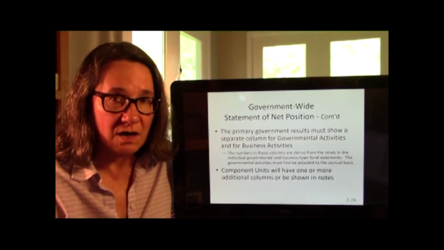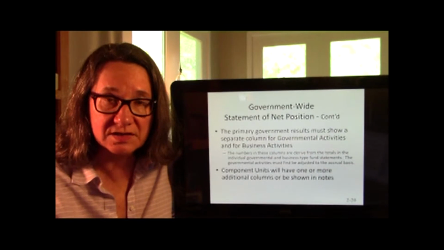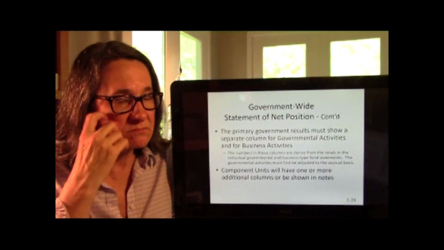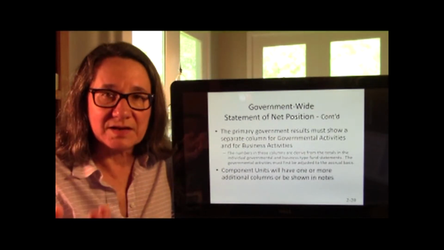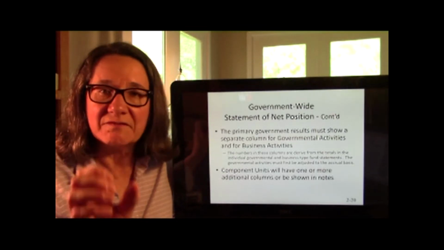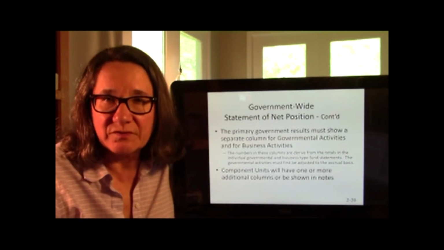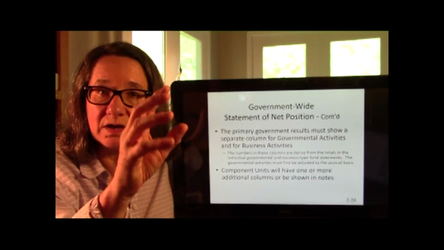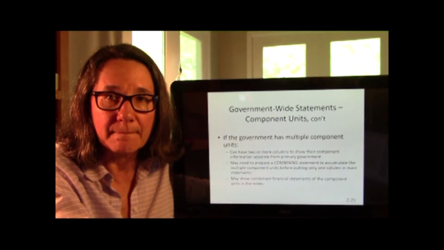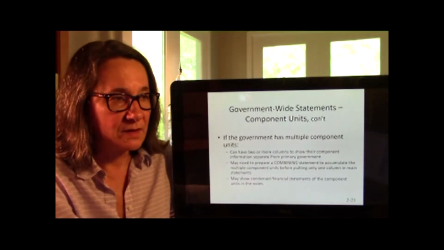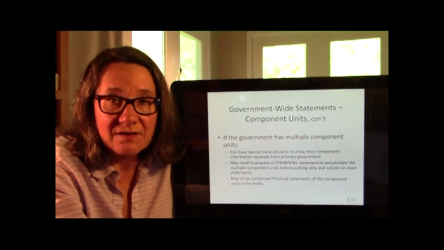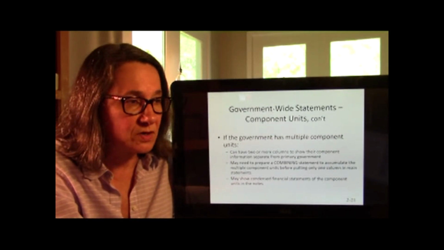Then if there is something called a component unit, it's totally separate, like maybe a library. We talked about component units before. Then they'll have their own columns, or if there are a few small component units, there'll just be one column for all those component units. If they have multiple component units, you can have a column for each unit, or you might combine them all.